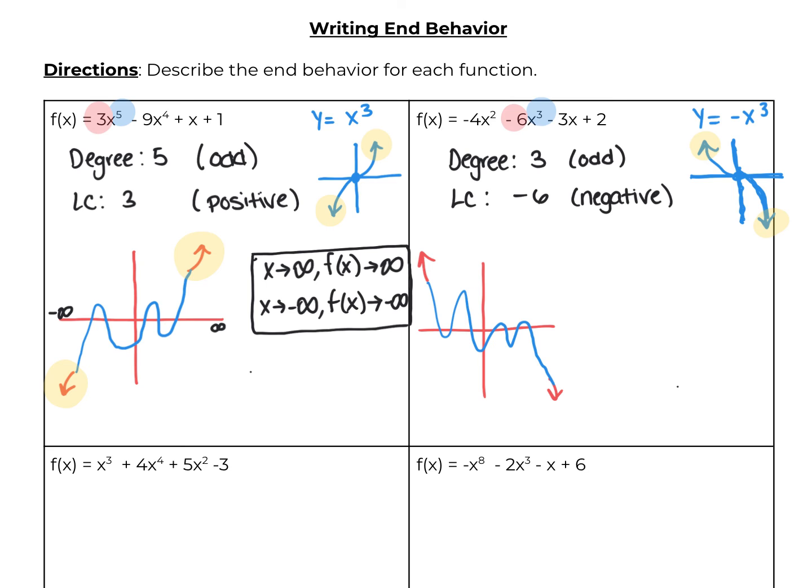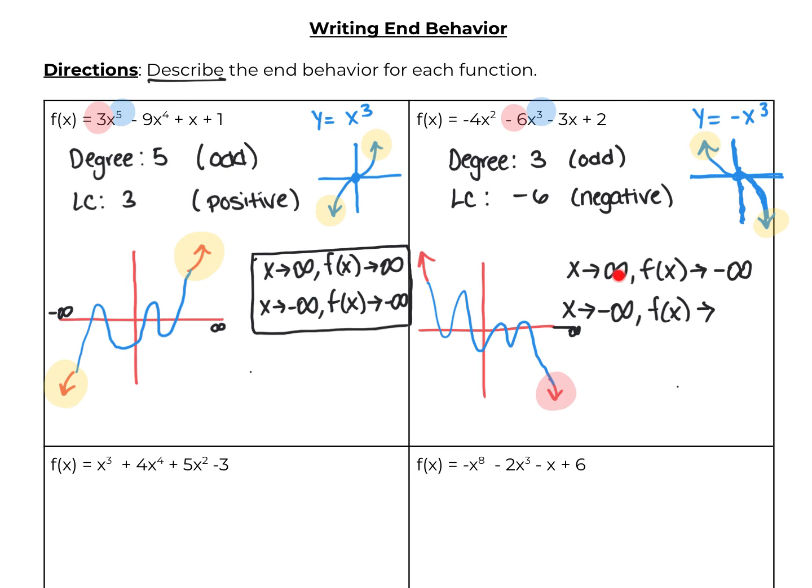So when we're writing and describing our end behavior, we are writing it in two parts. We say as x approaches infinity, what happens to f of x? And then as x approaches negative infinity, what happens to f of x? So as x goes to infinity, or gets bigger and bigger and bigger on the right, so my infinity is here, the y values are going down. So that would say negative infinity.